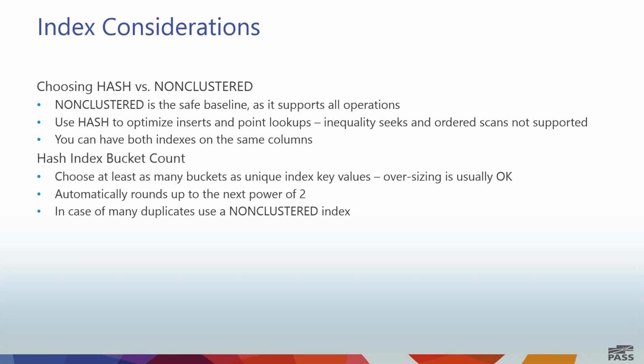Now, for the hash index, you have this bucket count that you need to specify. So you need to choose at least as many buckets as you have unique index key values, but oversizing is usually okay. As I mentioned, if you have 10 or 20 times as many buckets as you have unique index key values, that's usually still okay. And actually, it does not affect the performance of point lookups if you have too many buckets. If you have too few buckets, point lookup and insert performance will really suffer. The bucket count automatically rounds up to the next power of 2, and as a general recommendation, if you have a lot of duplicates in your index, we usually recommend a non-clustered index because it deals with duplicates a little bit better.